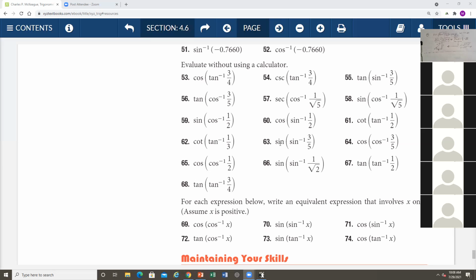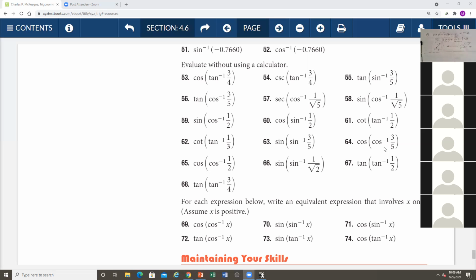Think of it this way. The sine and inverse sine functions undo each other. They basically annihilate each other. So just erase the sine and inverse sine function. You're left with 3/5. Your answer is 3/5. Answer to number 67. What's the tangent of the inverse tangent of 1/2? The answer is just 1/2.